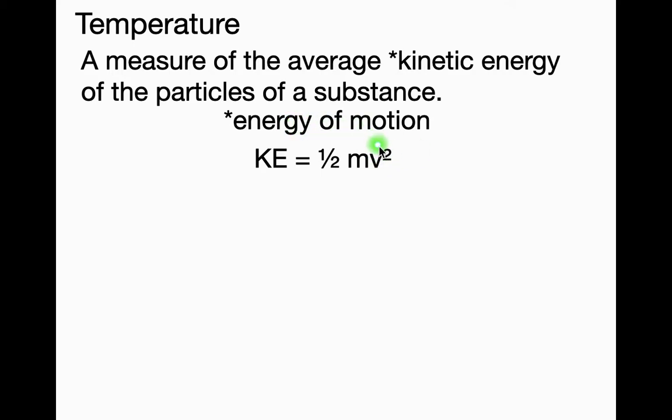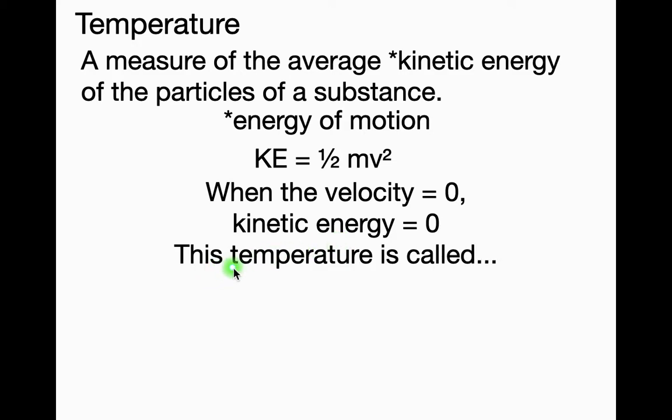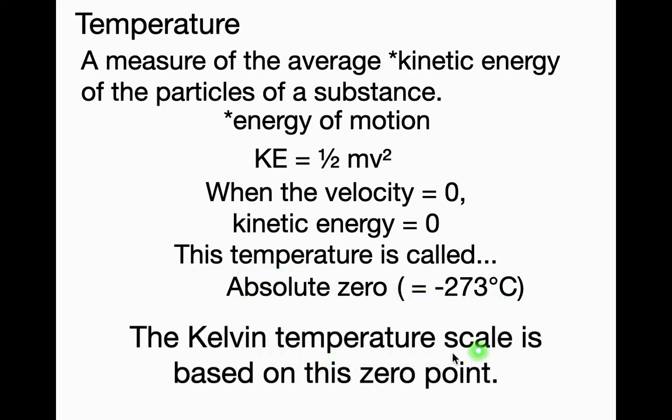Now, we do not need that equation for anything we'll be doing, but we do want to look at the relationship between velocity and kinetic energy. When the velocity is 0, meaning that there's no motion at all, well, then the kinetic energy would be 0. This temperature is called absolute 0, which on the Celsius temperature scale occurs at a negative 273 degrees Celsius. But it is the basis for the Kelvin temperature scale. It's based on that 0 point. So let's look at the relationship between the Celsius temperature scale and the Kelvin temperature scale.